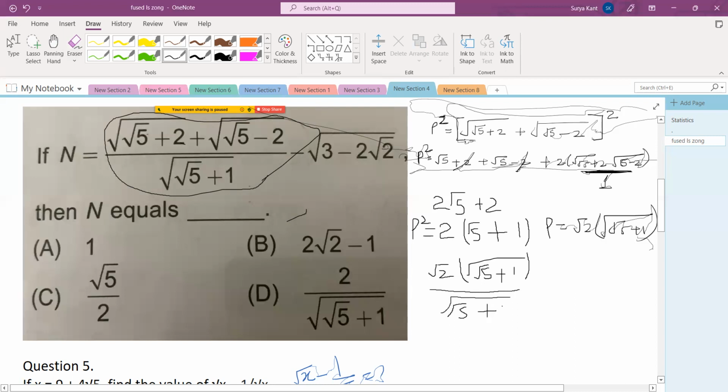Then the complete part will get cancelled over here. This complete part will get cancelled. Root 5, this whole part will get cancelled with this. So first part is only what? First part is only root 2. Yes, sir. Now we have to find the second part.